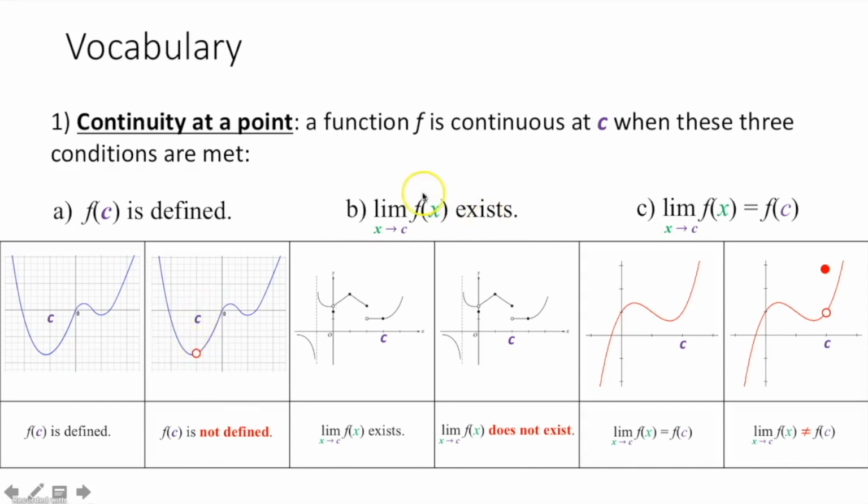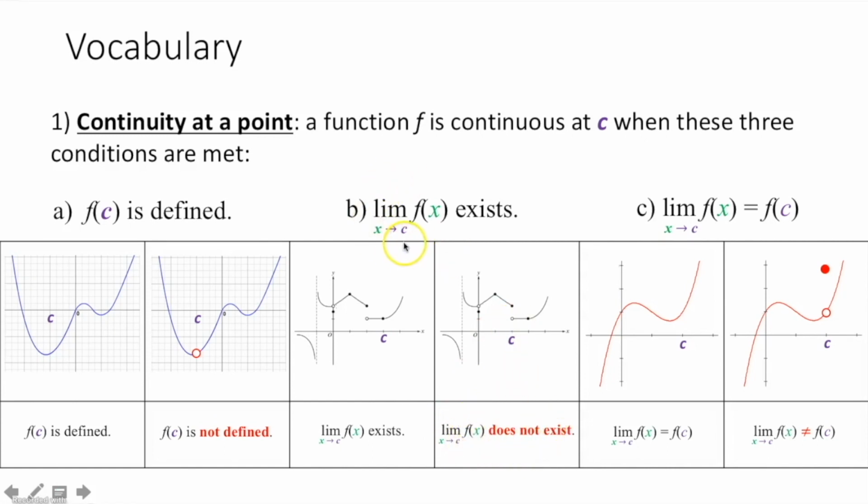The second condition: the limit as x approaches c of f of x exists. That means that from the left and from the right, your function must approach the same y value. So here, from the left and the right, the function approaches a y value of 1 at x equals c, so the limit of f of x exists as x approaches c. Here, as x approaches c, the limit from the left is going to be 2, and the limit from the right is going to be 1. Those are your y values. Because they approach different numbers, the limit as x approaches c of f of x does not exist here.